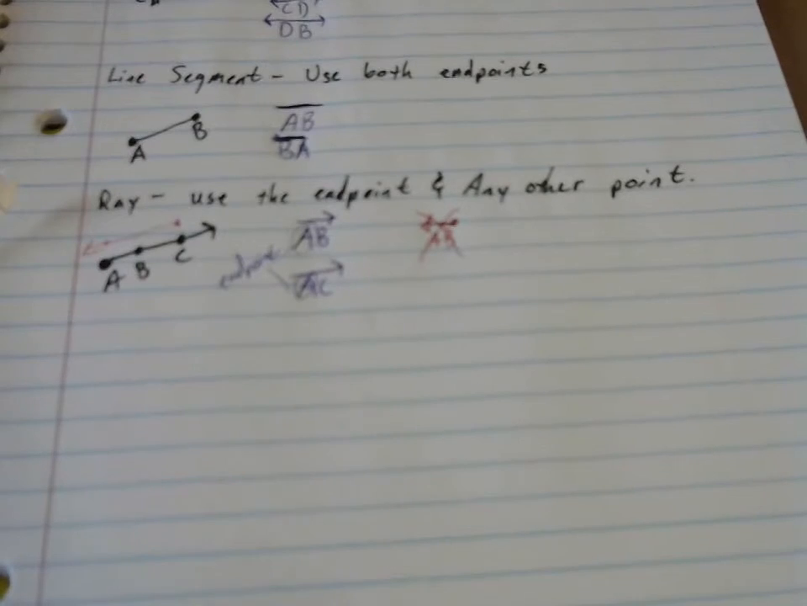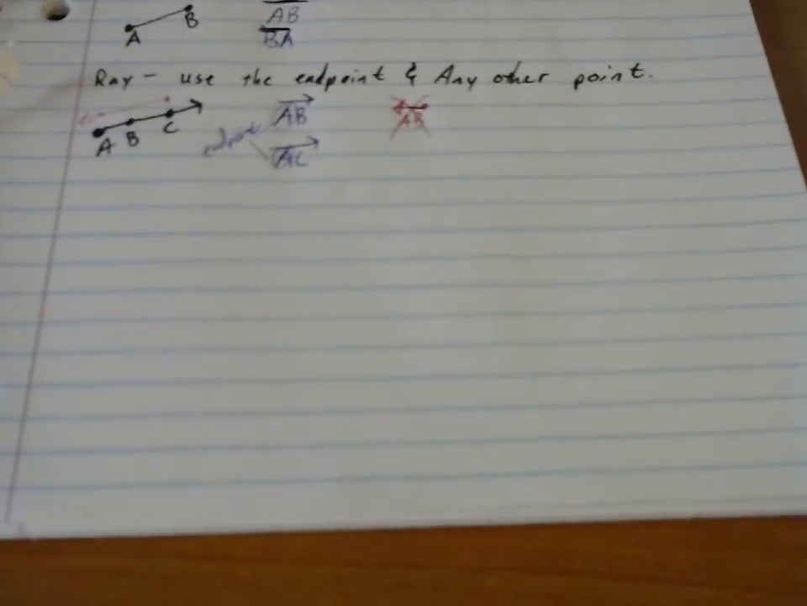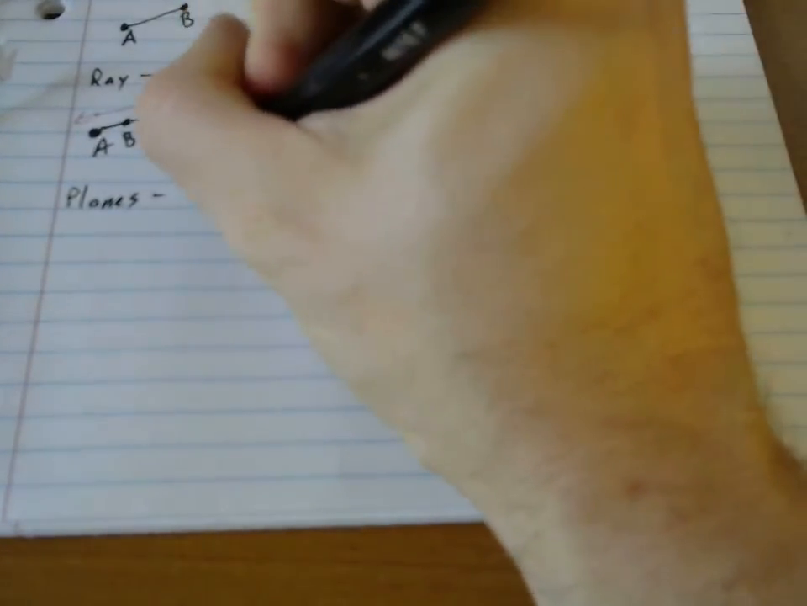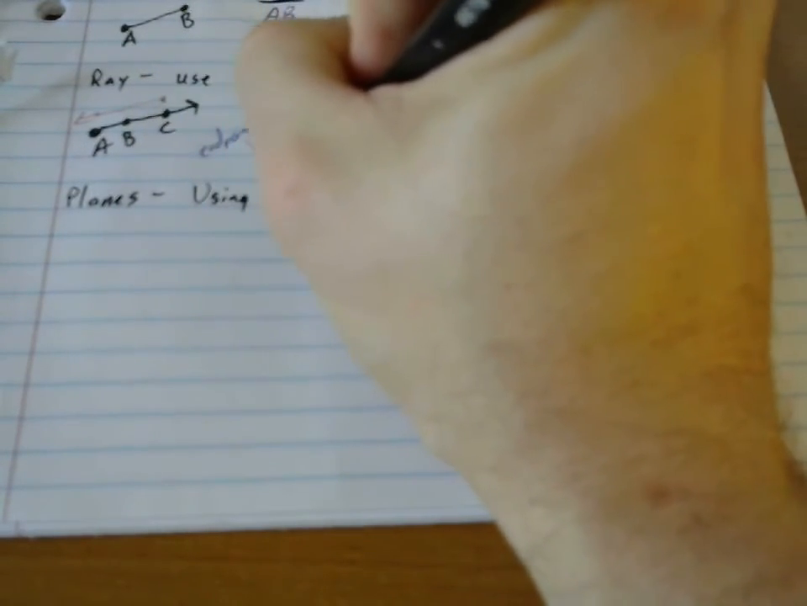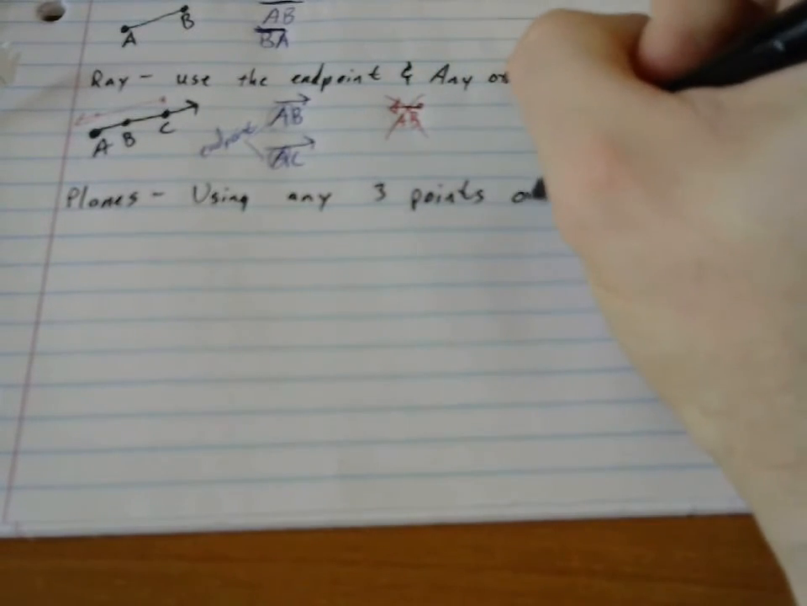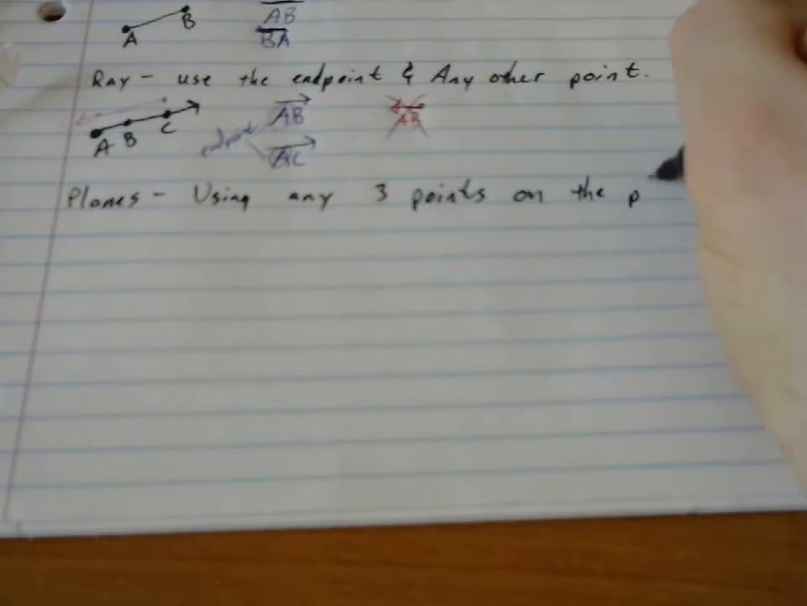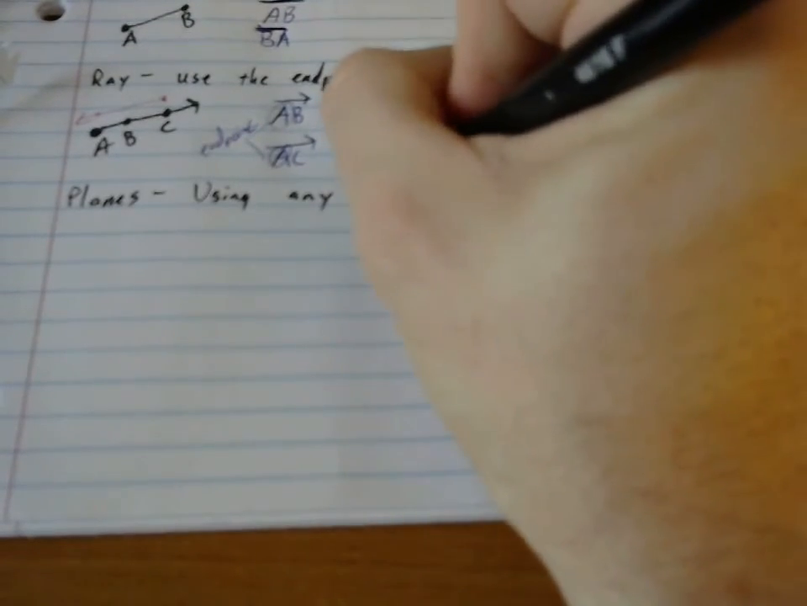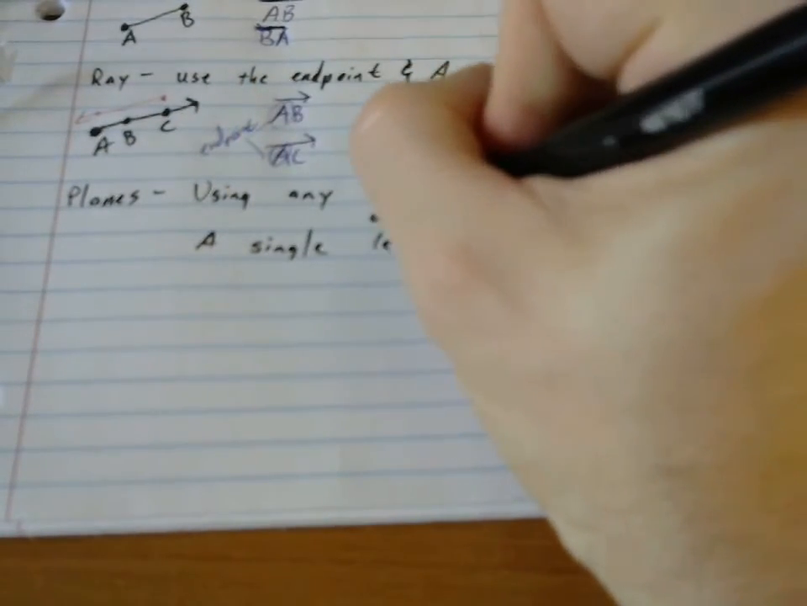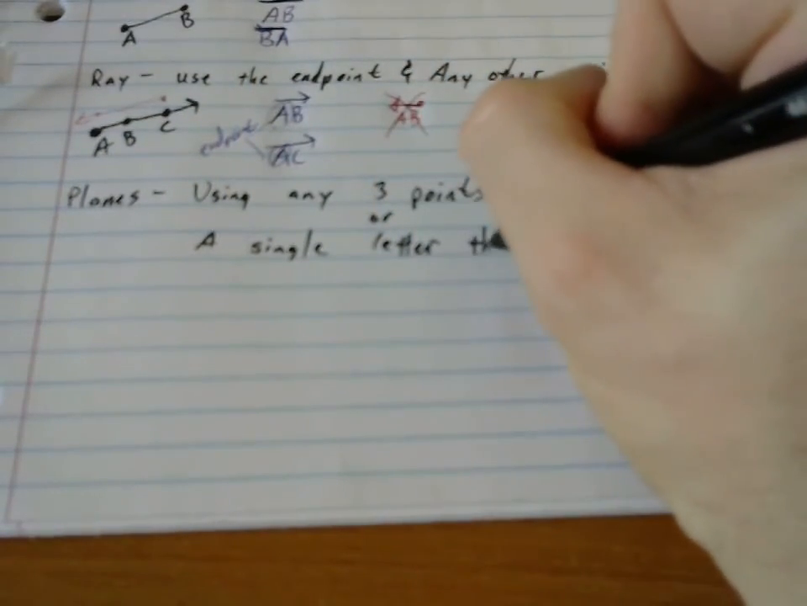All right, so one last shape to talk about naming, and that is a plane. Planes have the most variety in how we can name them. So a plane is named using any 3 points on the plane, or a single letter that is not a point.